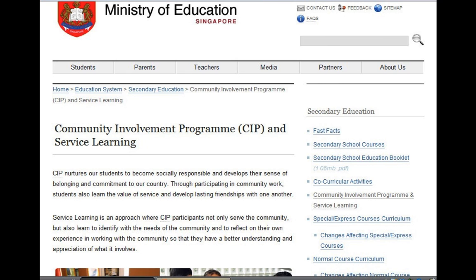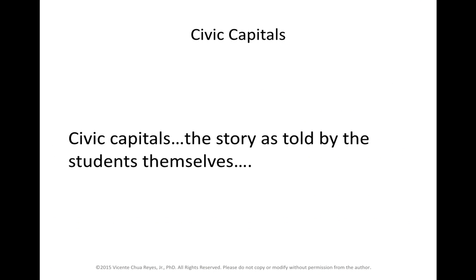So in the school system in the Ministry of Education, CIPs are an integral part of the curriculum. Pre-service teachers do it, and students in primary schools and secondary schools, even in universities, do it. I took part in training students in various locations, in primary school, secondary school, and in the university, looking at CIP and service learning. So this is a story told by the institution.